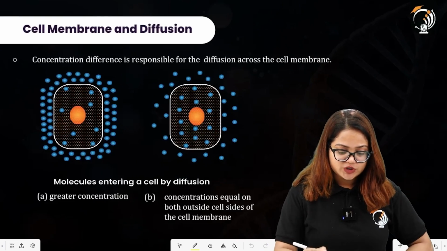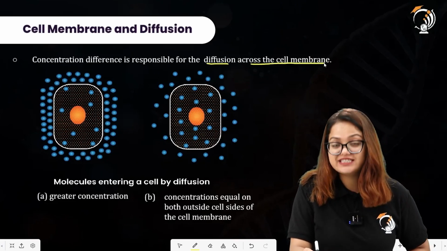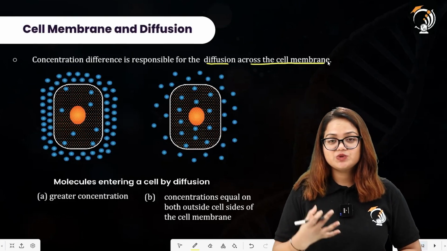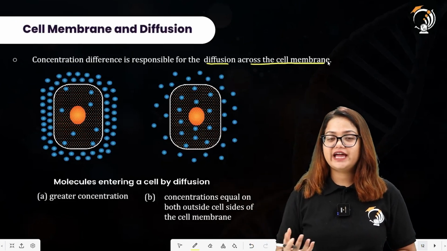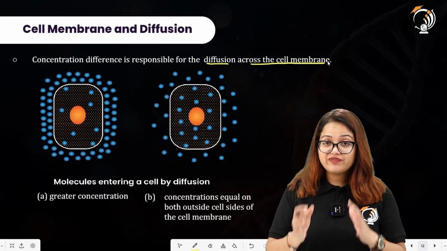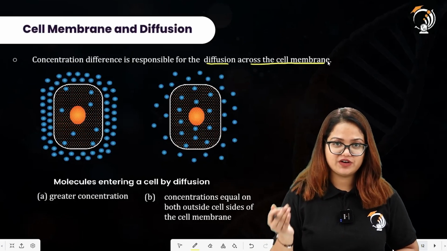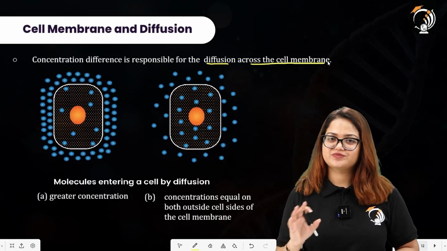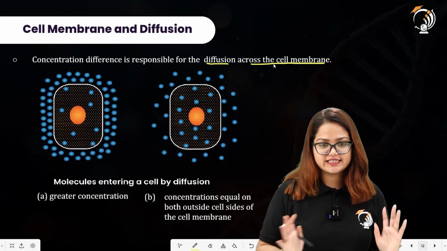The cell membrane and diffusion. Concentration difference is responsible for the diffusion across the cell membrane. And how is this concentration difference developed? Whenever there is a higher concentration of molecules on one side and on the other side a low concentration of molecules, diffusion will occur, if the passage is permeable to these molecules. Whenever there is a kind of passive transport, we say diffusion might occur.